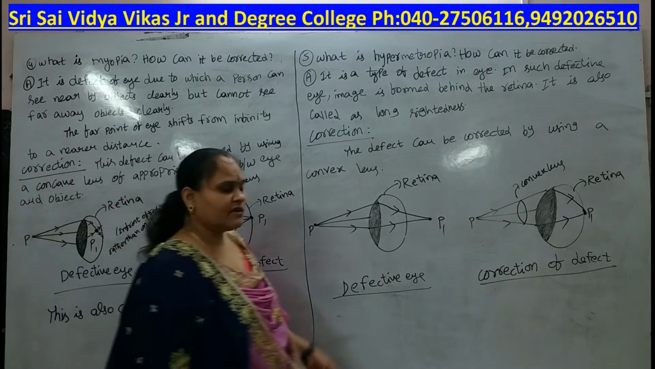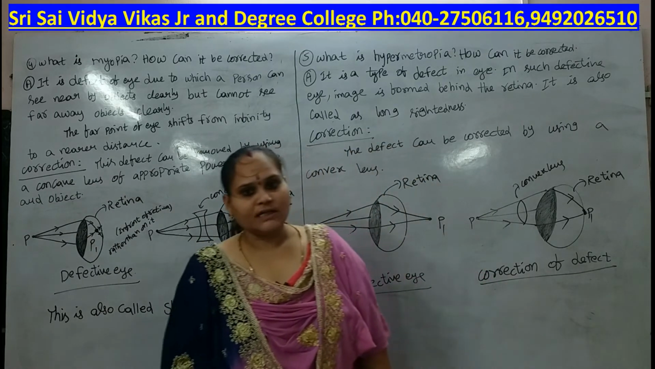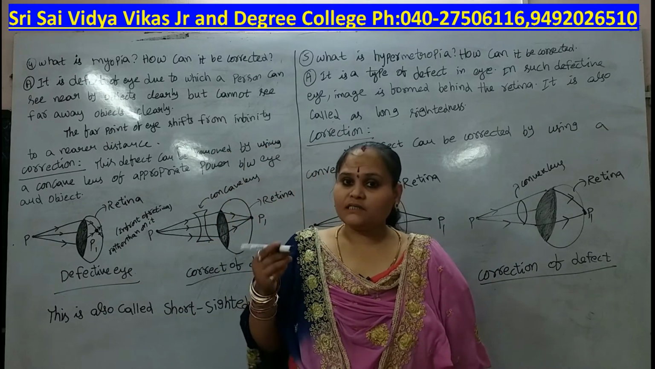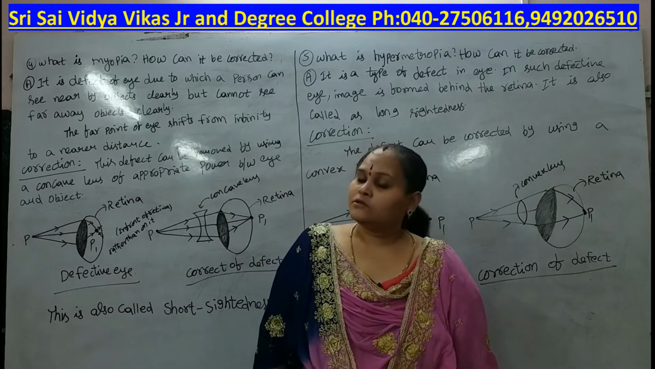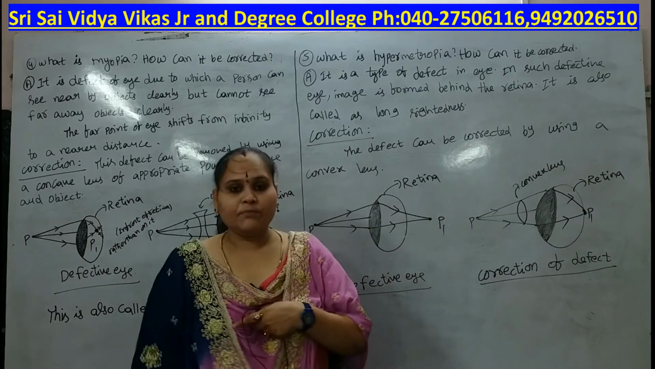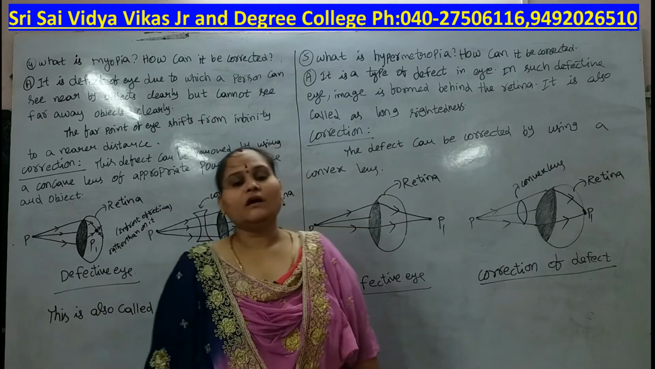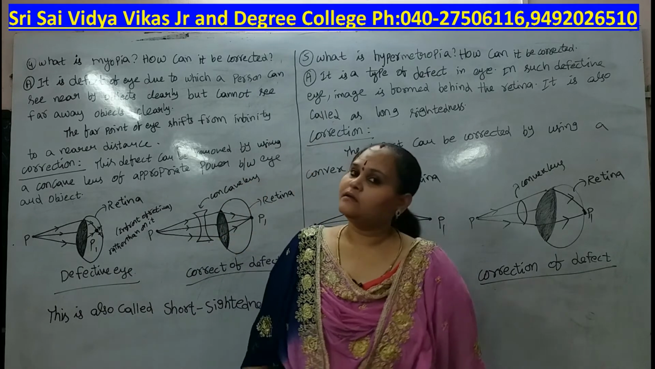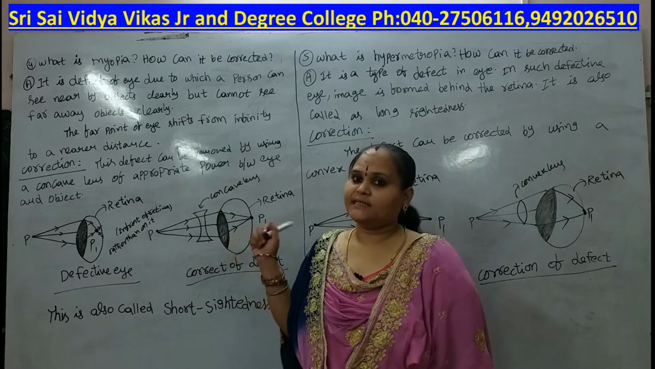So our two short answers: what is myopia and how it is corrected. Myopia is short-sightedness. The image should be formed on the retina, but in this defect the image is formed in front of the retina. So this is known as the myopia defect and it will be rectified by using a concave lens of appropriate power between the object and the eye, and it is also known as short-sightedness.